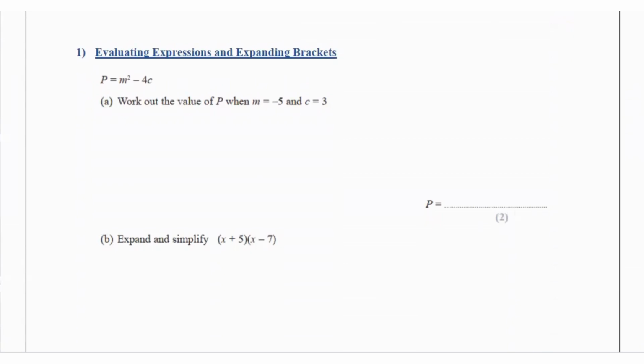So first question says that p equals m squared minus 4c. Work out the value of p when m is -5 and c is 3. So we just substitute the values of m and c in the equation. So (-5) squared minus 4 times 3, that's 25 minus 12, which is going to give us 13. So p equals 13.